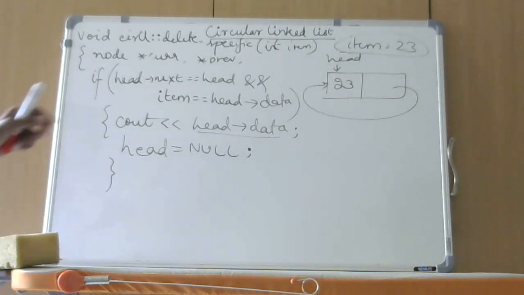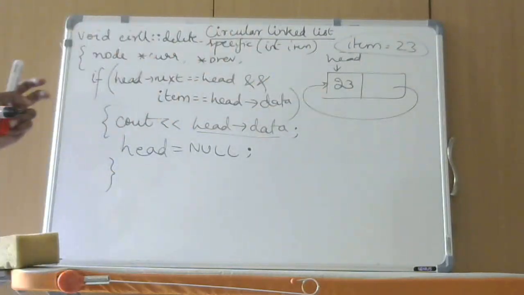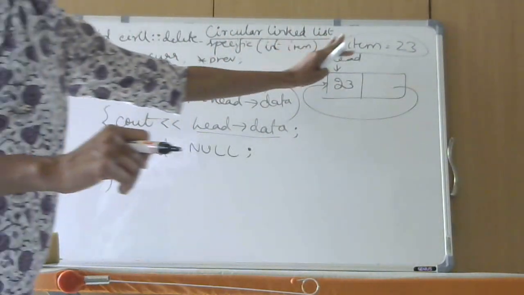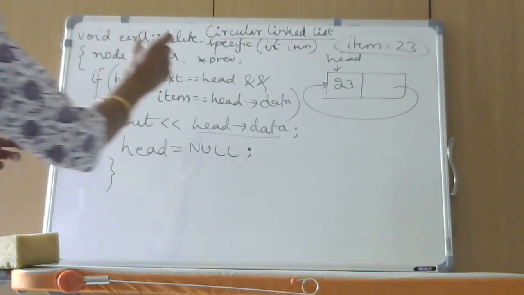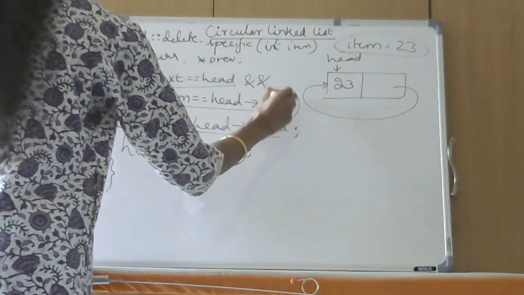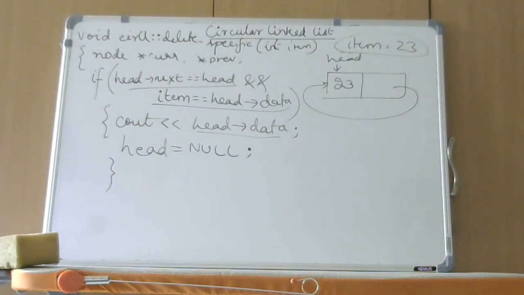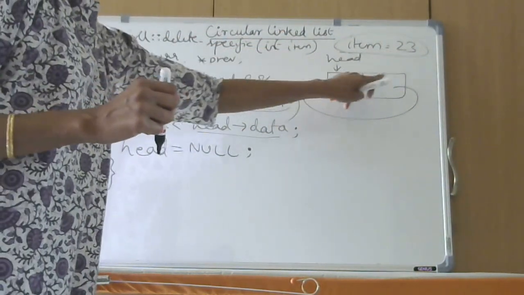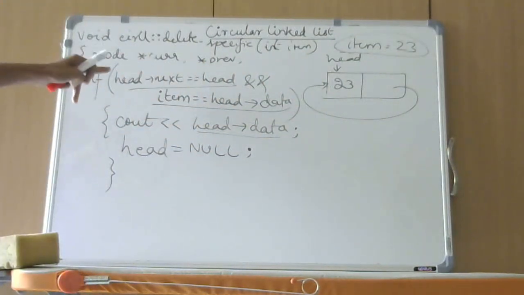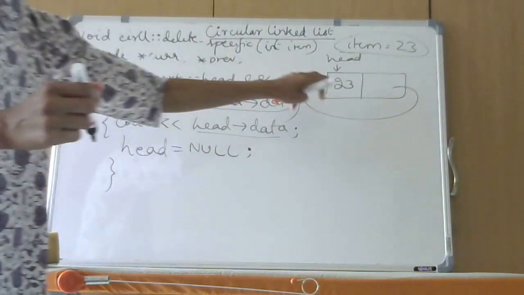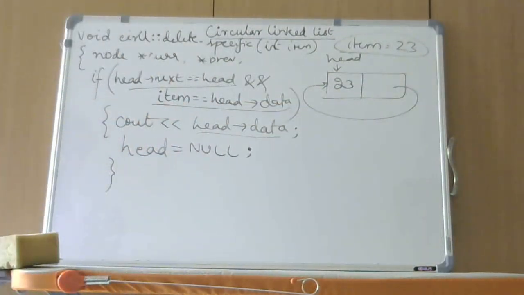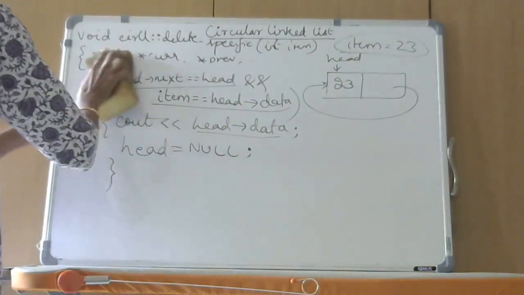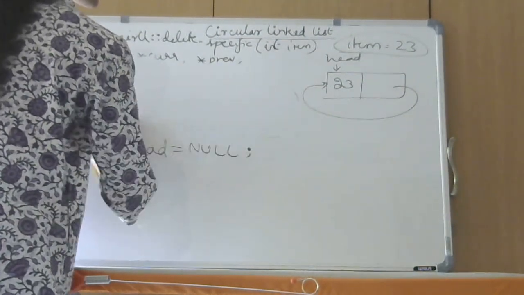This is another possible condition. Now, you may be asking for head of data, twice 23, but this may not be the only element, there may be several elements in the node. Then how to check? We took where head of next is equal to head and item is equal to head of data. That means I have entered 23 and that is the only node in the list. Suppose I have entered 23, but I have so many other nodes. It is not the only node. Then how should we write the code? Let us see that condition also.